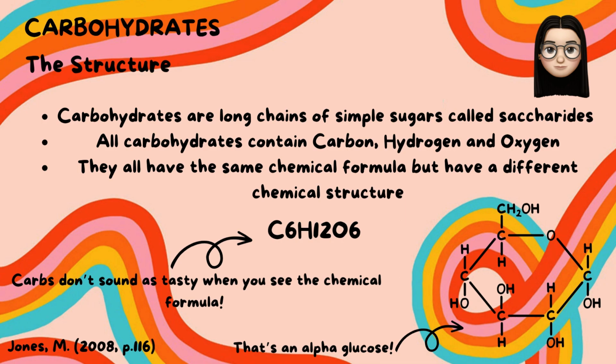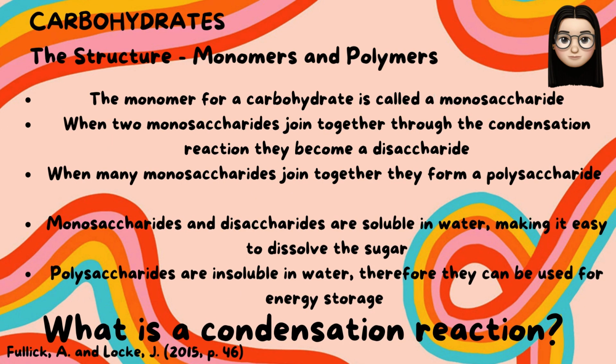Carbohydrates are long chains of simple sugars called saccharides. All carbohydrates contain carbon, hydrogen, and oxygen. They all have the same chemical formula but have a different chemical structure. This is called an isomer compound. The formula for carbohydrate is C6H12O6. Monomer for a carbohydrate is called a monosaccharide.